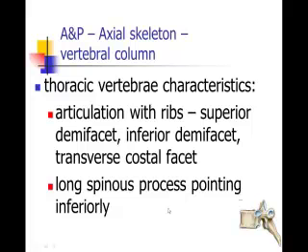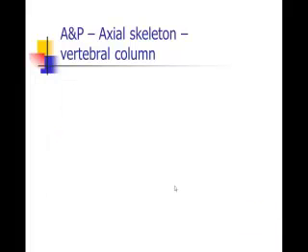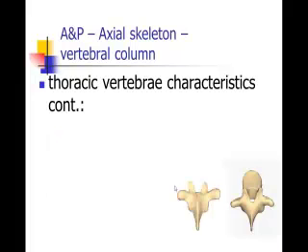In addition, the thoracic vertebrae have a long spinous process which points inferiorly. And if you were to look at this from the posterior side, they sort of look like a giraffe. And this is a good thing to remember. You remember all of the giraffes from Jurassic Park. So the thoracic vertebrae look like giraffes from Jurassic Park. Okay. Oh, there it is. There's a giraffe. See?